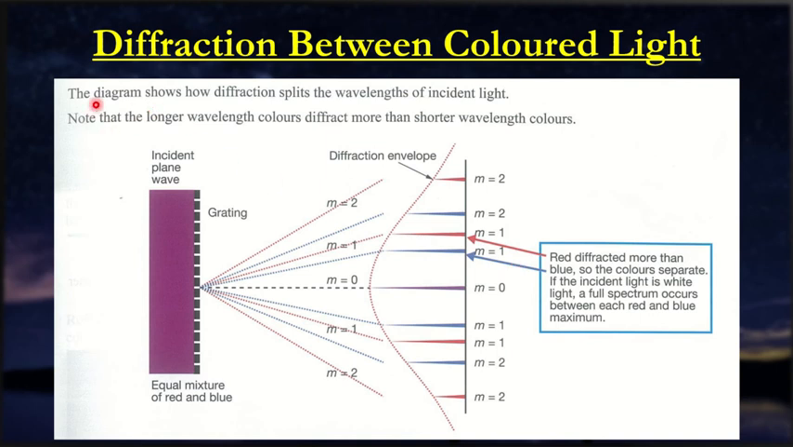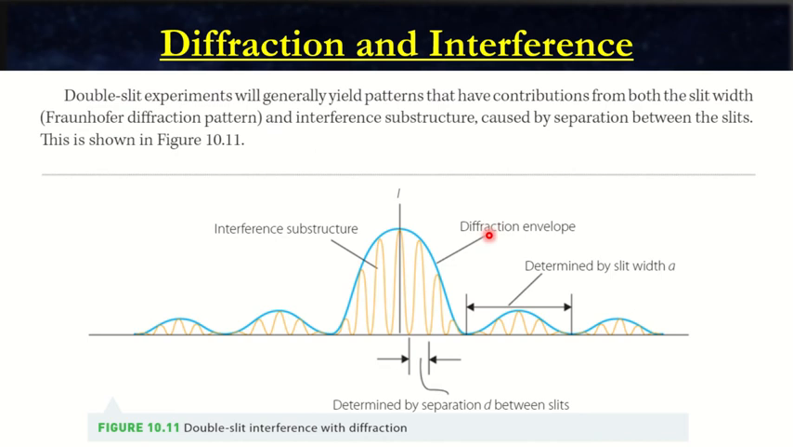And we can see that again. So the diagram shows how diffraction splits the wavelengths. Note that the longer wavelengths diffract more than the shorter wavelengths. Okay, so red light will diffract more than blue, so the colors will separate. If the light is white, then a full spectrum of the rainbow, showing you the equal maximums and minimums, will show as well. Either way though, you'll see a similar interference pattern here.